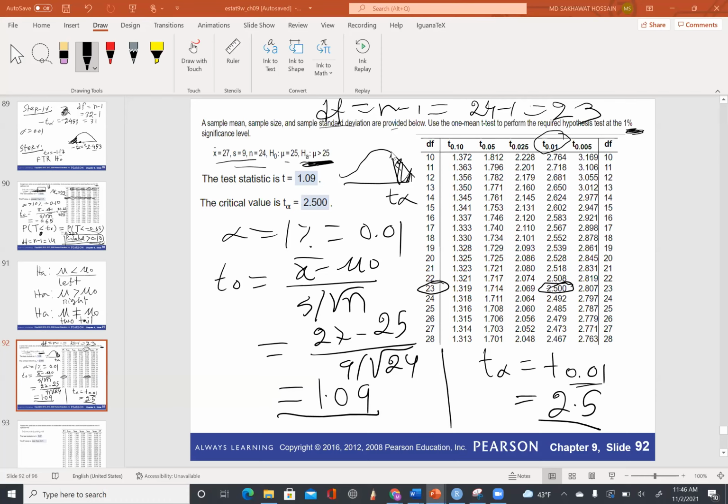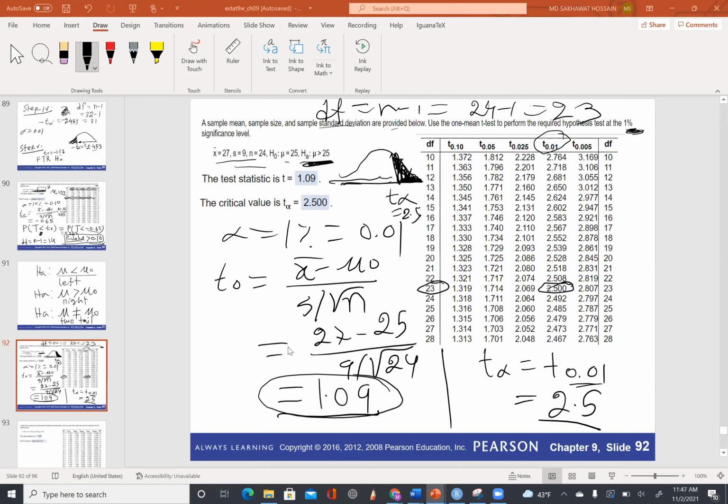Okay, so let me explain it. T alpha is 2.5, and this is the rejection region. The critical value is 2.5. So now look at the t observed, the test statistic. Where is the test statistic located on the normal curve? Is it in the rejection region or outside the rejection region? In the rejection region means somewhere here, and outside the rejection region means somewhere here. So what do you think?